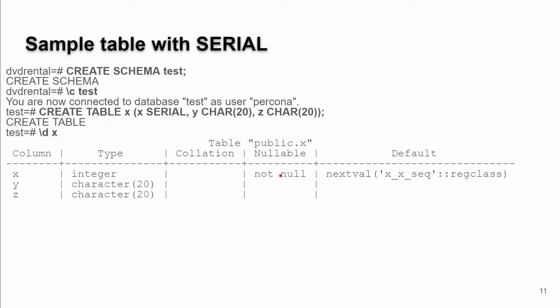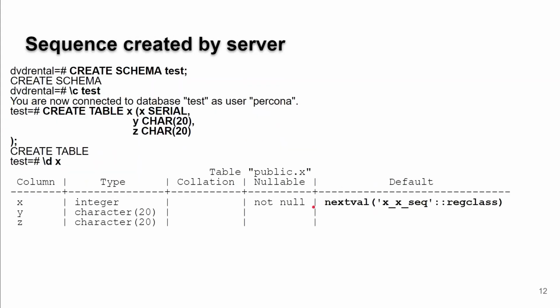But notice here that our primary column is not nullable, and it uses a function called nextVal that goes out to something called x_x_seq for sequence. So this is table X, column X, and the sequence that the system has set up for us.